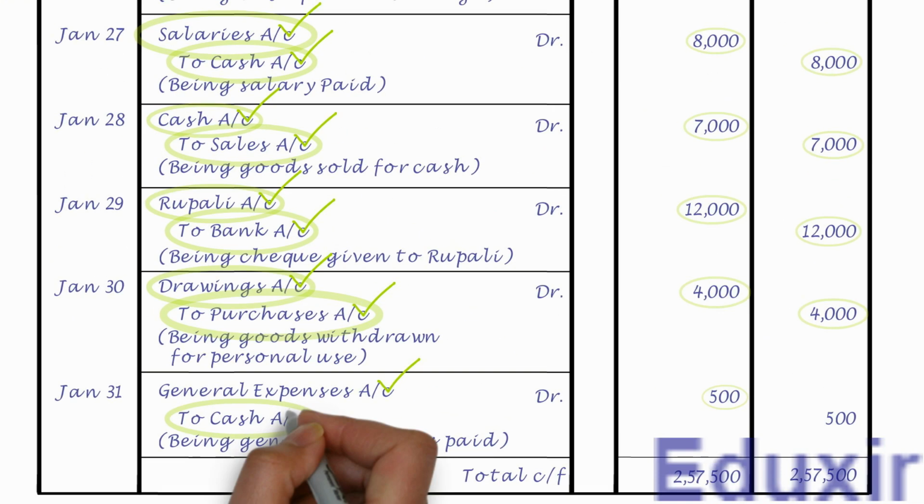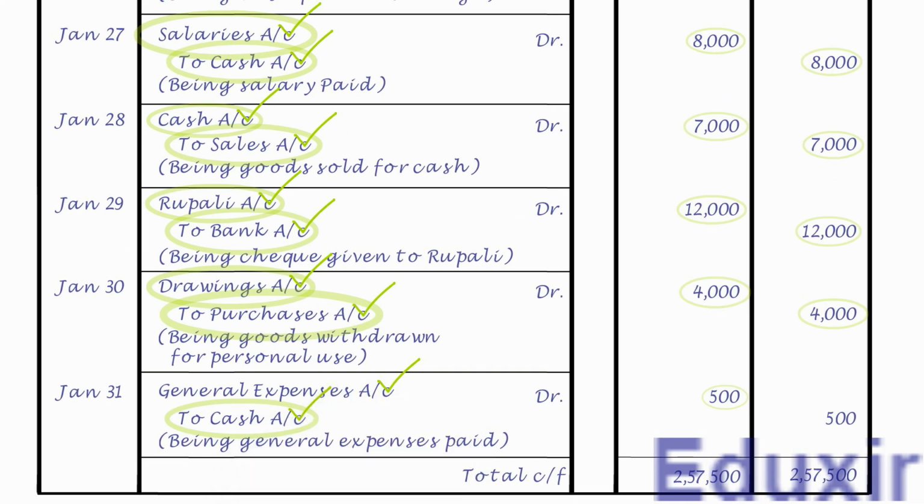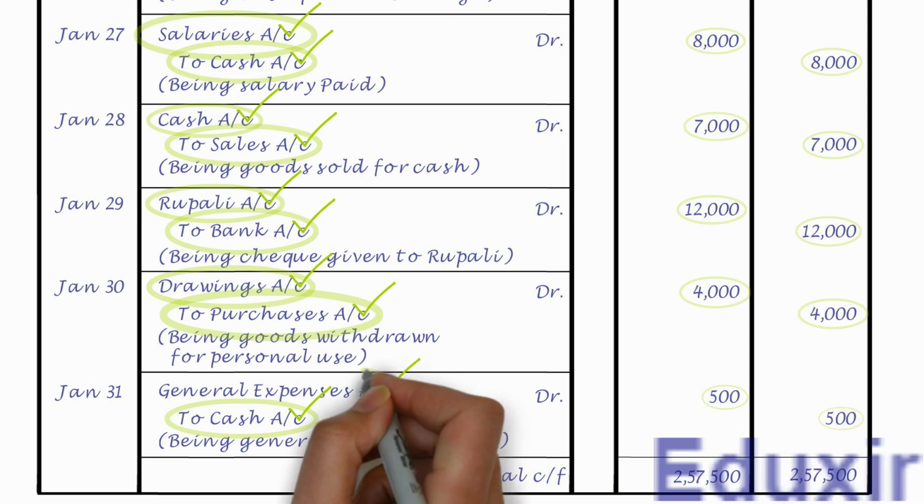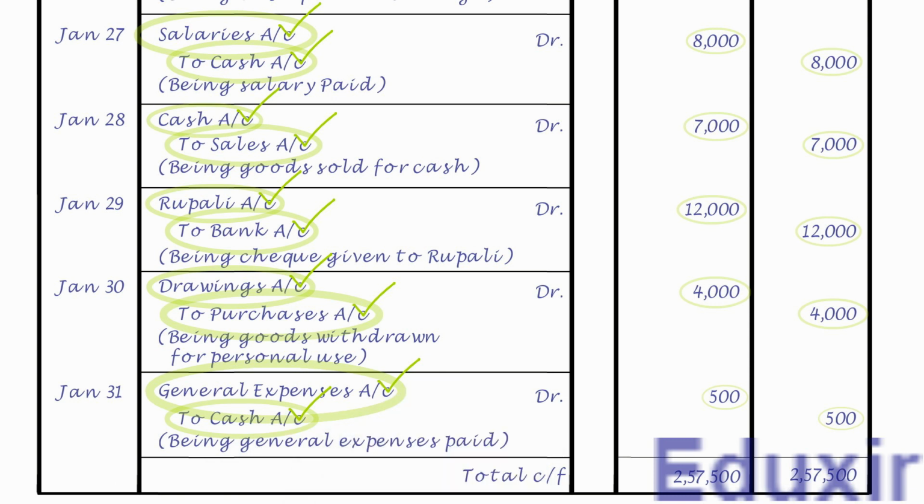As the name suggests, it needs to be posted on the credit side of cash account and the credit amount is 500 rupees. Note that the details that need to be posted into the particulars column is general expenses account. We already have cash account. Let us now post this entry into that account.